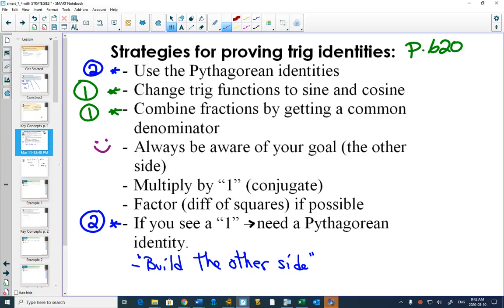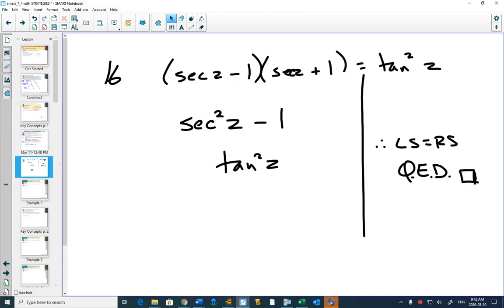Why was that a strategy? Because we looked at both sides and recognized if my other side is all in cotangent, and I can change my left side to cotangent, maybe that'll be a quicker strategy. So being aware of what you want to get on the other side can help you make those decisions. That's also true with strategy 2 using the Pythagorean identities. In this proof that I just did, I saw a tan squared and I saw a secant. And I'm like, those two are related to each other.